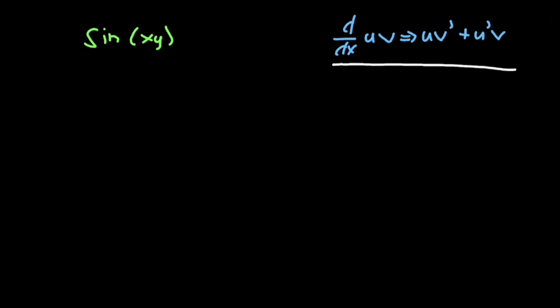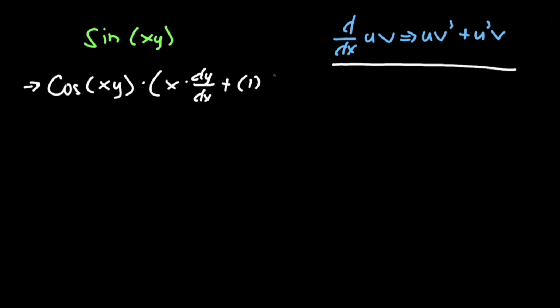Let's try trigonometric problems. The problem here is sine of xy. So you will first use the chain rule here, in which you will take the derivative of the outer function before the inner function. So the derivative of sine is cosine of xy multiplied by the derivative of x multiplied by y, which is simply the product rule, so we'll get x multiplied by dy over dx plus 1, which is the derivative of x, multiplied by dy over dx.